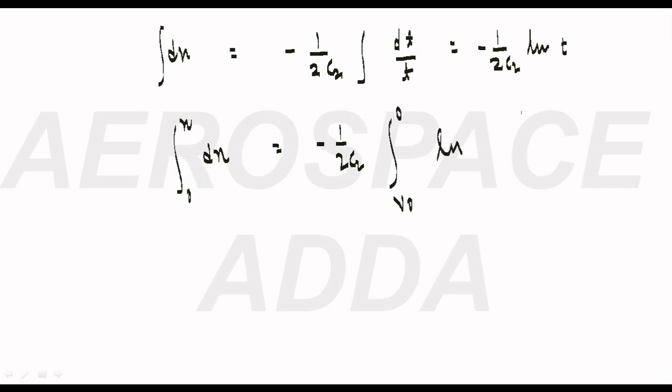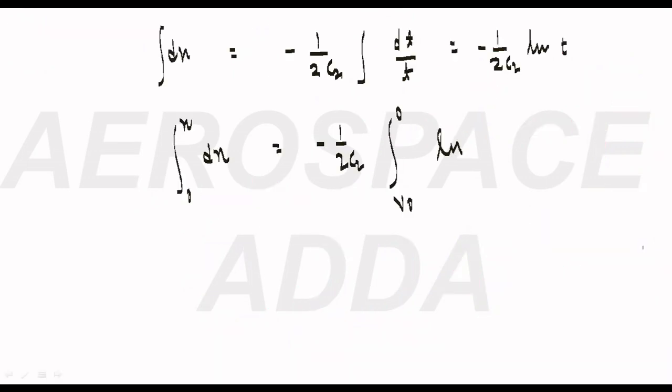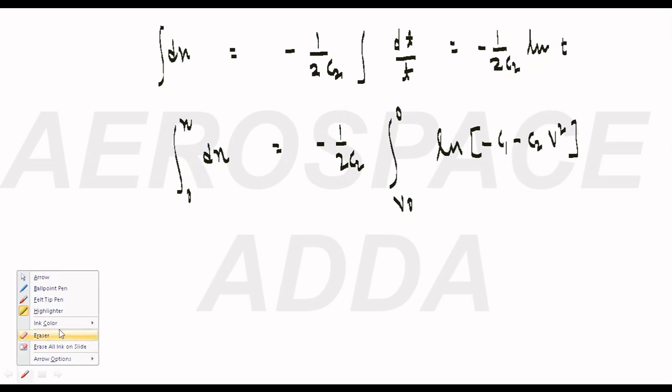What is the t? Check. Just now you have assumed that the value of t is nothing but minus c1 minus c2 v square. So minus c1 minus c2 v square. This is the limit. Oh, I did. Just wait.